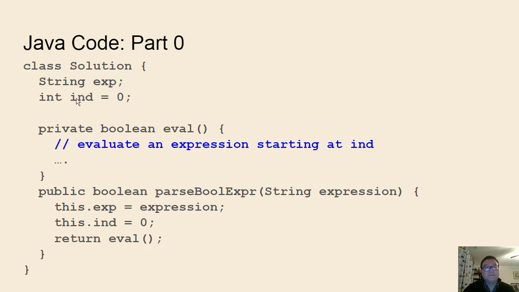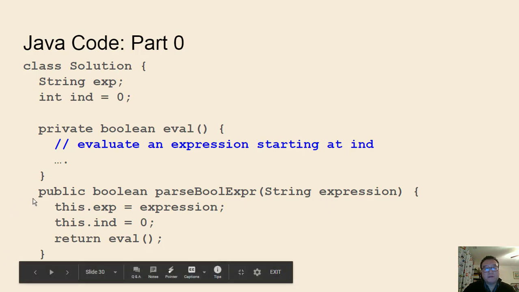This is a pointer. This is the index pointing to the expression. So we try to parse the expression starting from that position, and we will stop when that expression ends, and then we return the value. And then this is the outermost function, the public function. What it does is just assign the expression to the instance variable, initialize the value to 0, and then simply call eval. So we start at 0. The whole thing should be an expression, and we return the result.